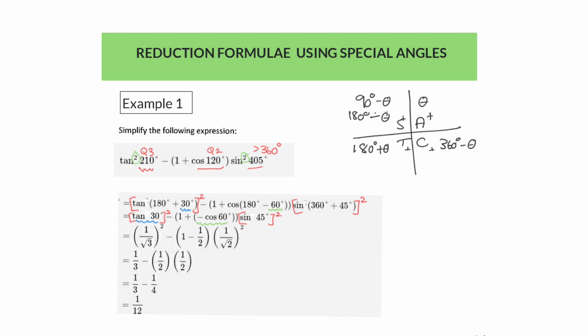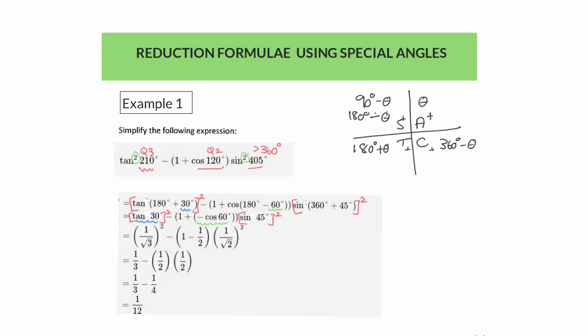Okay, what is sine of 360 plus anything? You can just throw away the 360. It will be 45 plus 1 revolution, and we will land in the first quadrant again. So that would be sine 45.